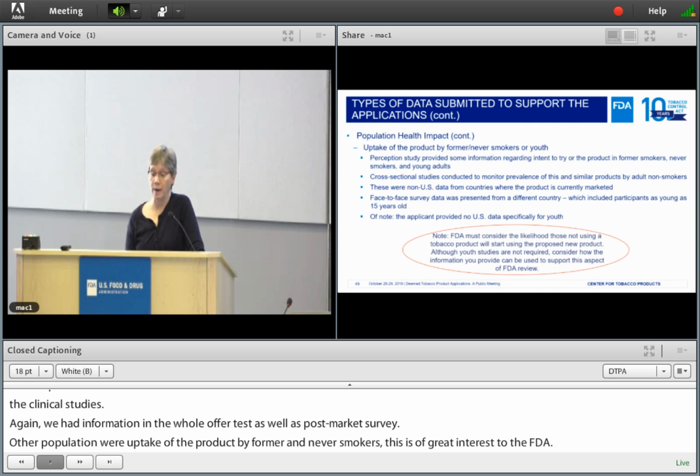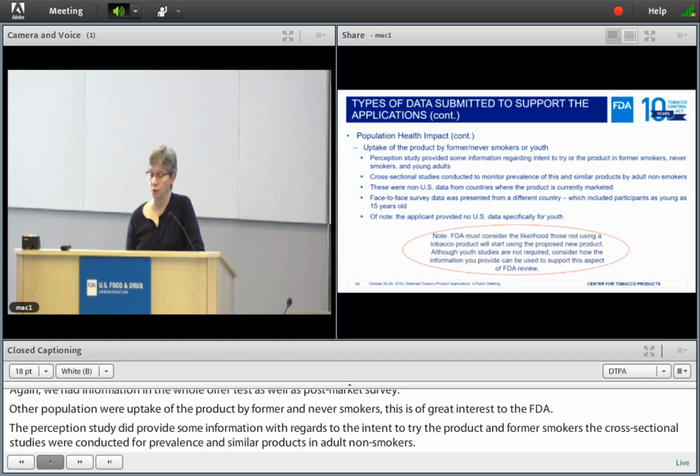There were some data from outside of the United States where the product is currently marketed, as well as face-to-face survey data that were presented from a different country where participants as young as 15 years old were surveyed on their likelihood of use of the product. Of note, there was no specific U.S.